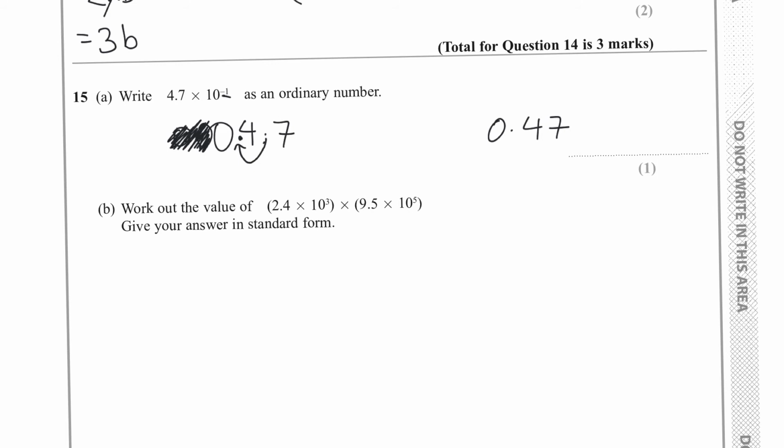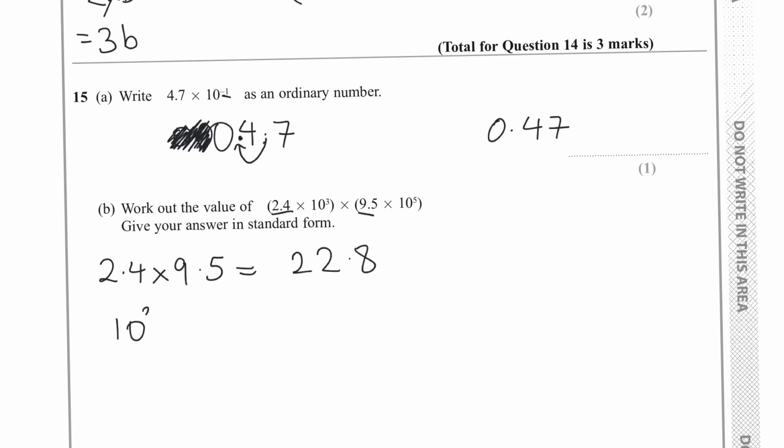And then for part B, when it comes to multiplying standard forms, the key method is you want to multiply the two numbers in front together. So 2.4 times 9.5. Because it's a calculator paper, you could just literally put that into your calculator, and that should give you an answer of 22.8.